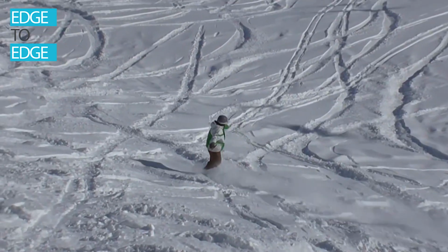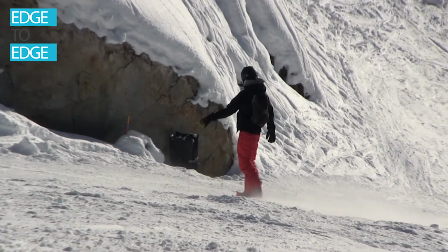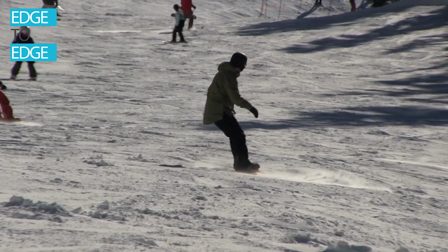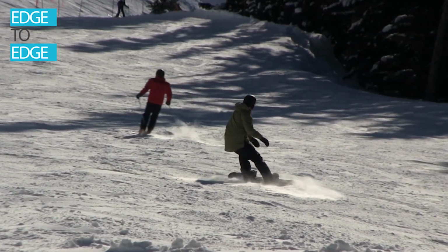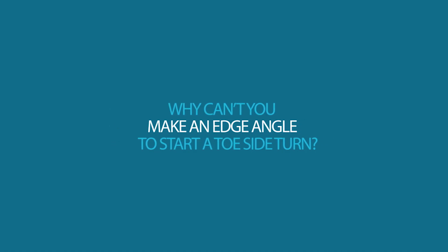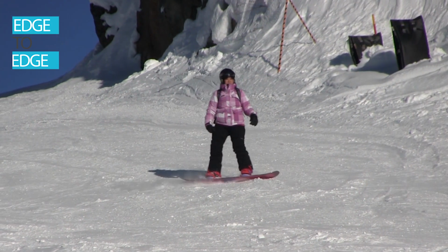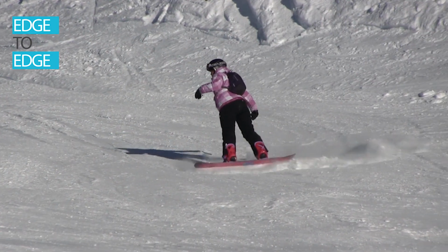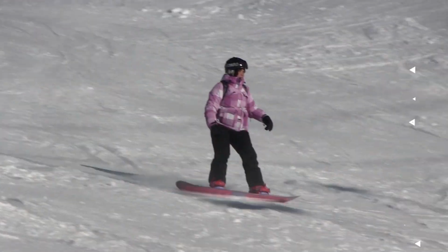But if you can't make the edge angle well enough, then you can't really initiate a good turn. In short, if you're an intermediate rider that is struggling in initiating a toe side turn, then that means you aren't making your edge angle well enough. Why can't you make an edge angle to start a toe side turn? Because you're scared of leaning downhill with your chest? That's one of the many entirely plausible reasons. But this time, I'd like to tackle it from a more technical standpoint.